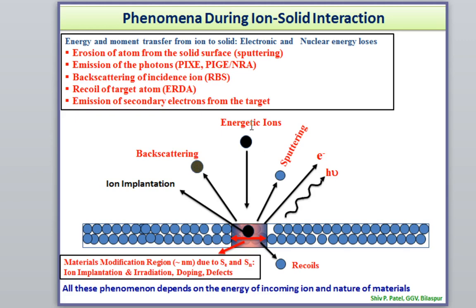Similarly, another possibility is that if this energetic ion is hitting the target and it is depositing its energy to the target atoms, then there may be a possibility that if the energy deposited by the ion is greater than the work function of the target atom, then the target atom may come from the surface.